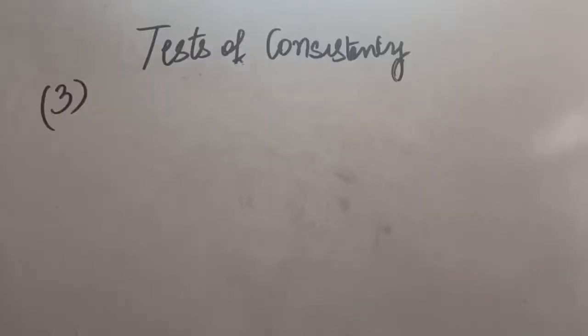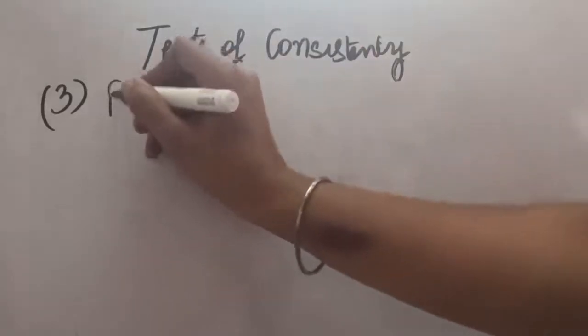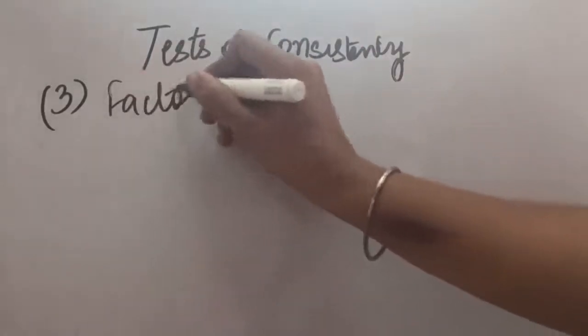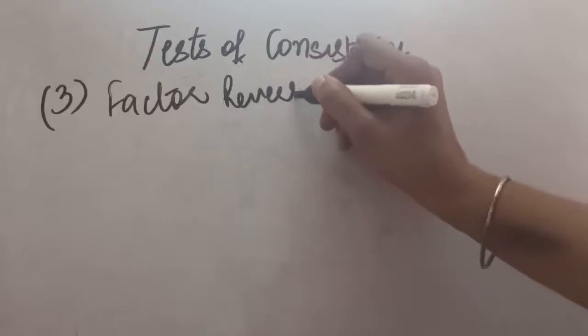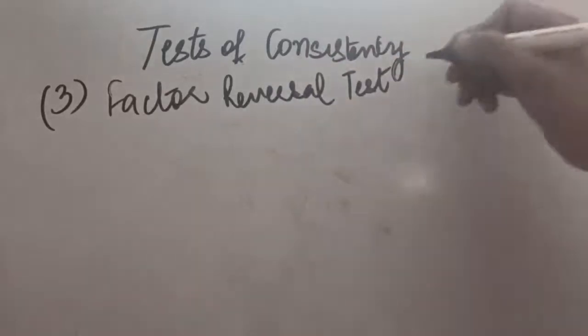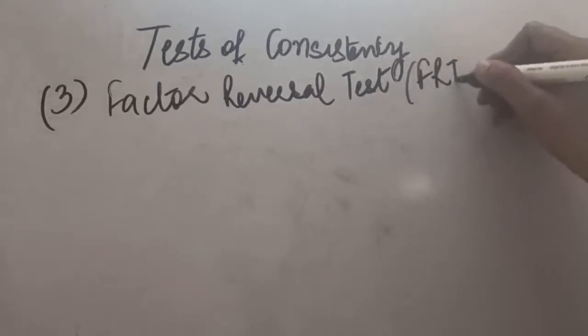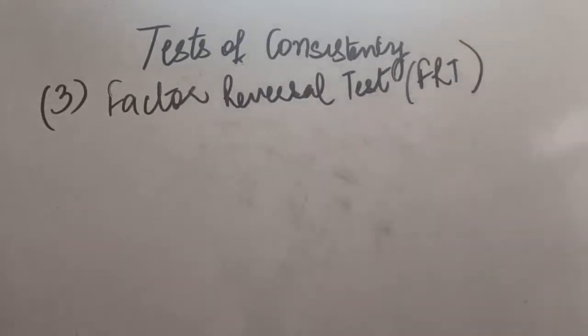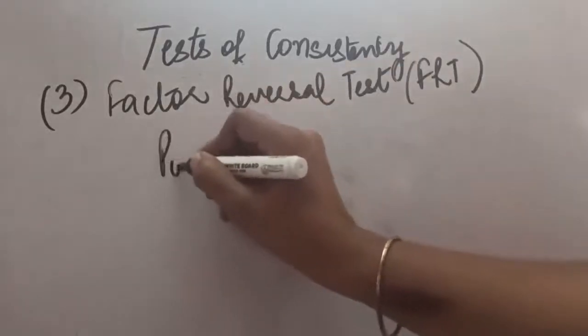So under the third test of consistency, we have the factor reversal test. As in the previous section, you have seen the time reversal test. Now it is the factor reversal test. Its short form is FRT. As we have seen in the case of the time reversal test, time was reversed. Now here the factor will be reversed.